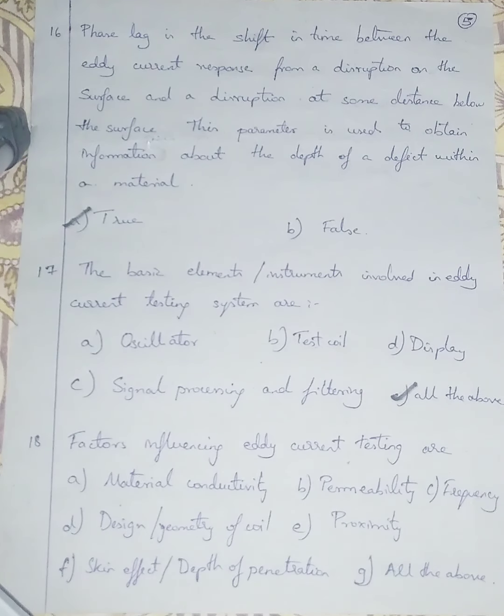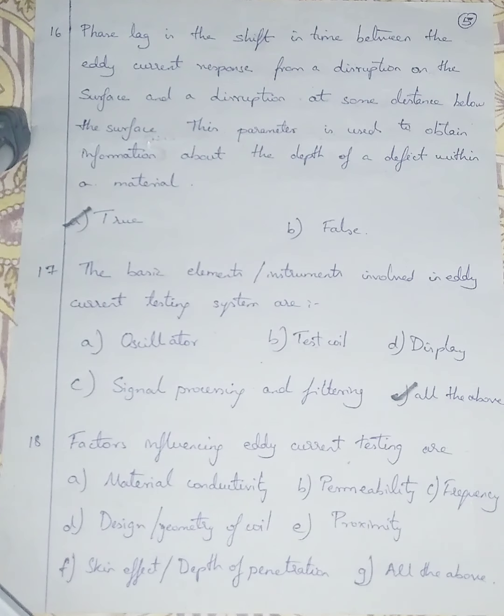Question number 18. The factors influencing eddy current testing are. What are the factors that influence eddy current testing? Option A is material conductivity. Option B is permeability. Option C is frequency. Option D is design or geometry of a coil. Option E is proximity. Option F is skin effect or the depth of penetration, and option G is all the above. The material conductivity definitely influences the eddy current testing.